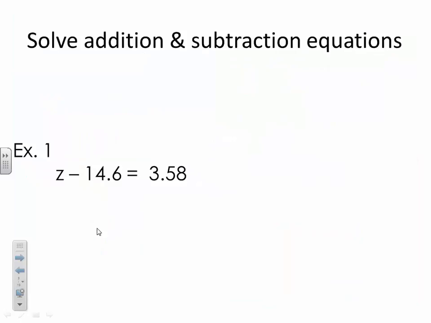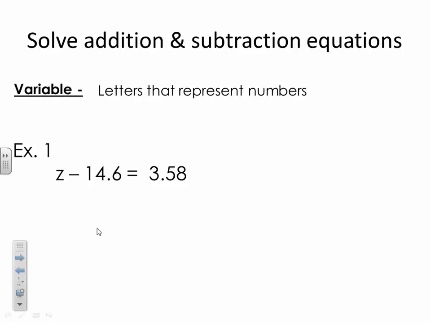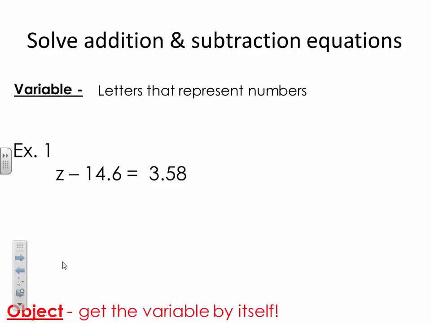All right, if you flip your paper over, there's an example here. So what I'd like you to do is hit pause and see if you can handle this one. Go ahead. Okay, so quick reminder here, variables are letters that represent numbers. So we use any letter in the alphabet. And the object of this whole thing is to get the variable by itself. So you should have those two things written down. If you have to pause to do that, do that.